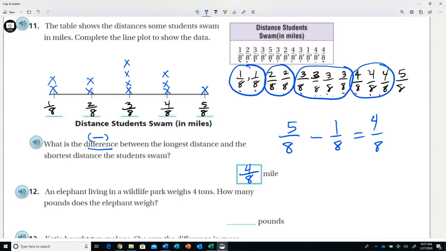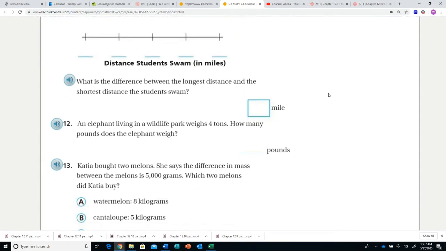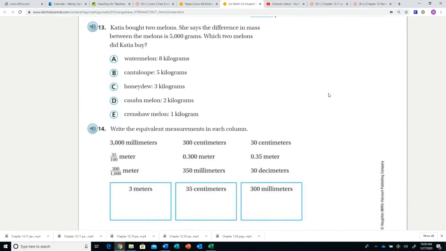An elephant living in a wildlife park weighs 4 tons. How many pounds does the elephant weigh? This one is very straightforward. You know that there are 2,000 pounds equaling 1 ton. If you have 4 tons, it's very straightforward. Multiplication, you have 8,000 pounds. Pretty good size elephant. All right, moving on to number 13 and number 14.